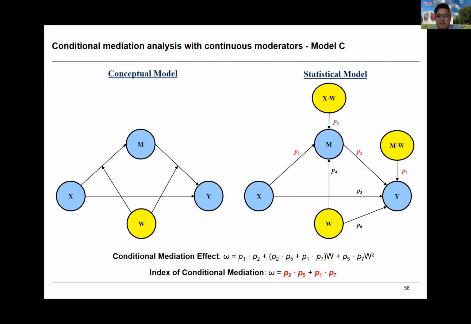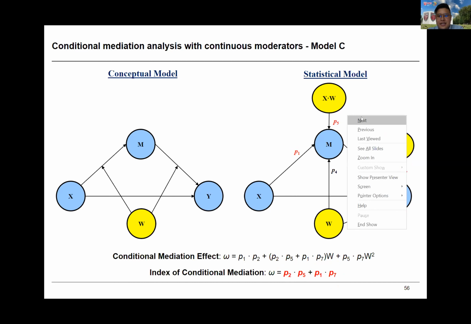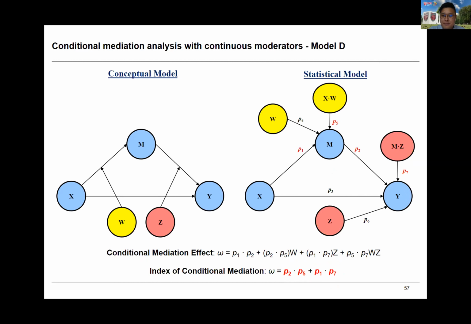Simple as that. Now, let us move on to the next slide. The next slide is Model D. Model D is another extension of Model C, in which you have two moderators right now. One is W, one is Z. W moderates the first stage of the mediation, and Z moderates the second stage of the mediation model.